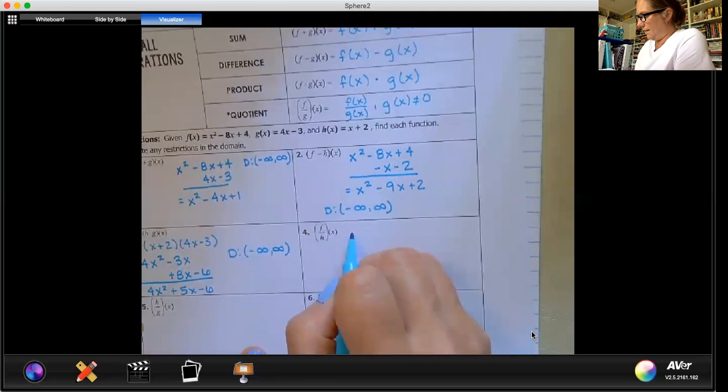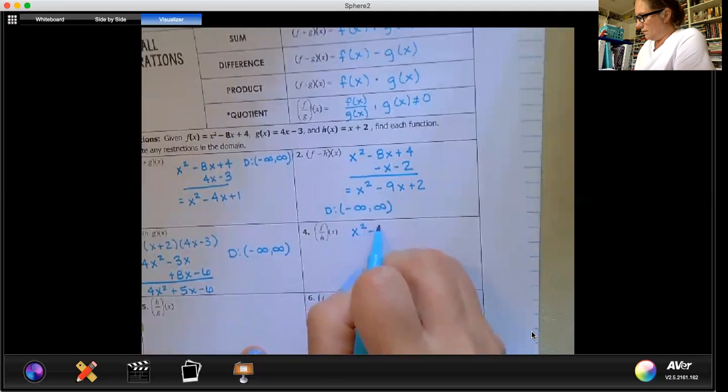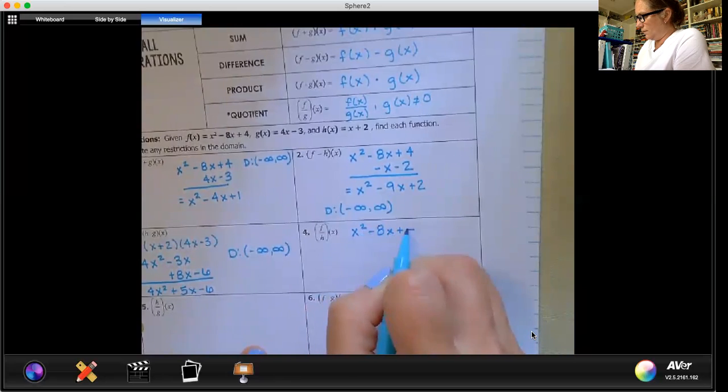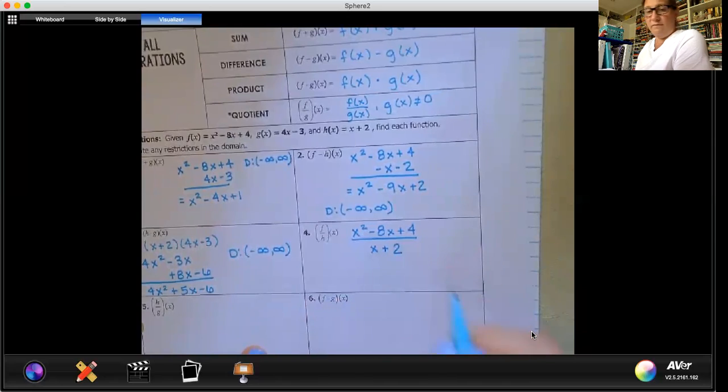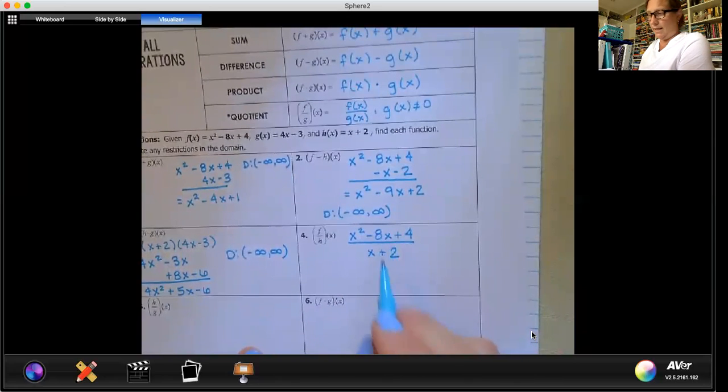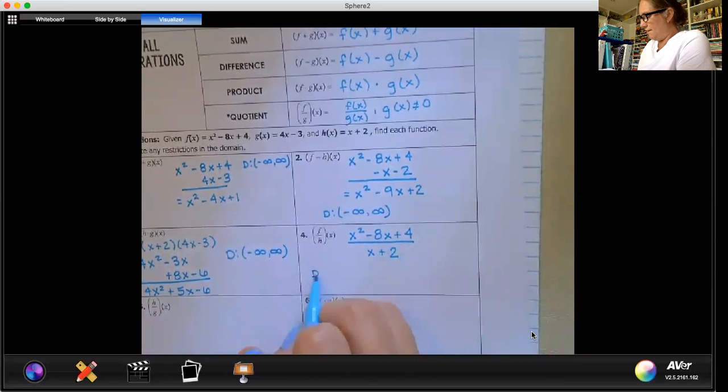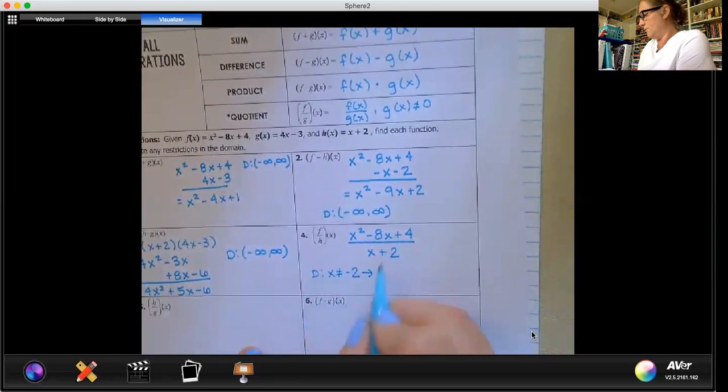F divided by h, so x squared minus 8x plus 4 over x plus 2. And with these, you always want to see if you can factor and cancel, and you can't do that here. You do have a restriction, x cannot equal negative 2. So your interval notation is negative infinity to negative 2, and negative 2 to infinity.